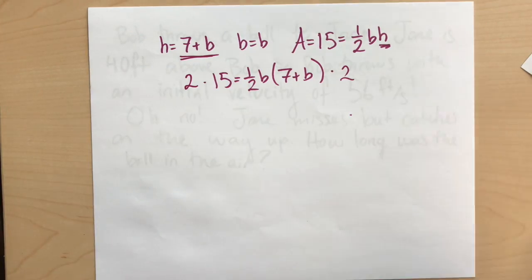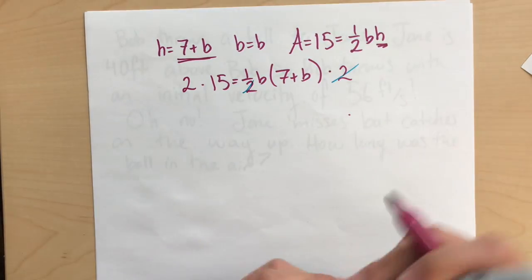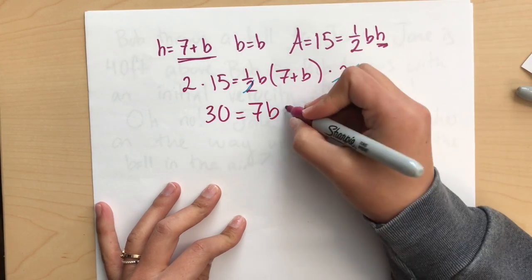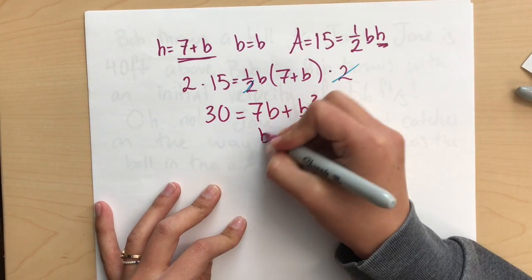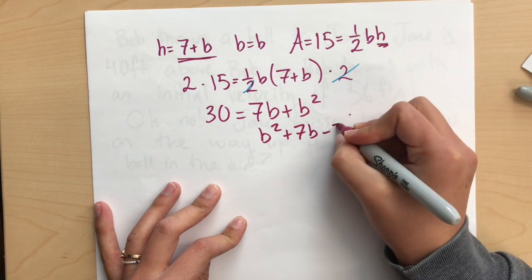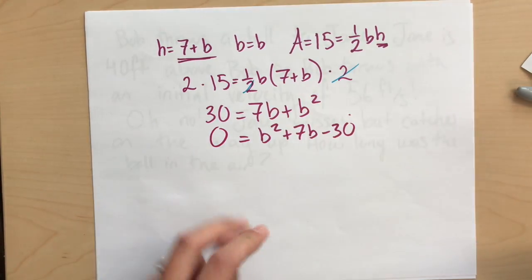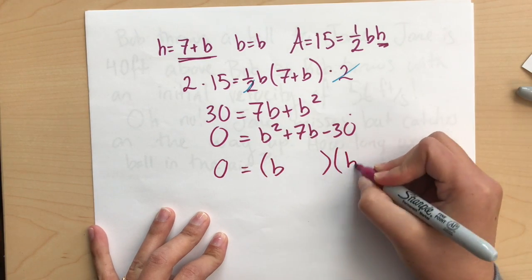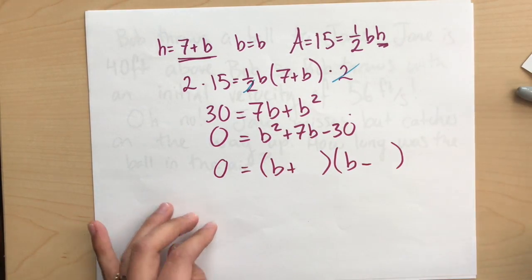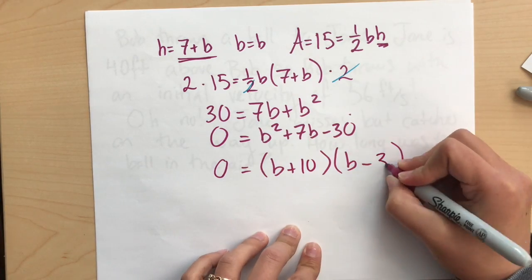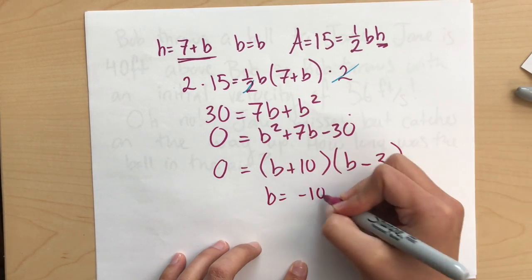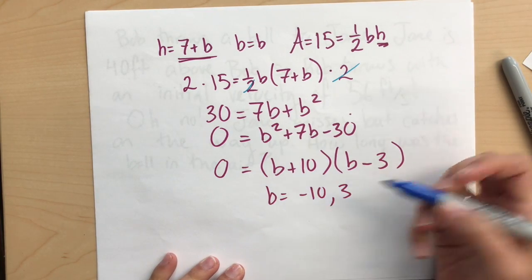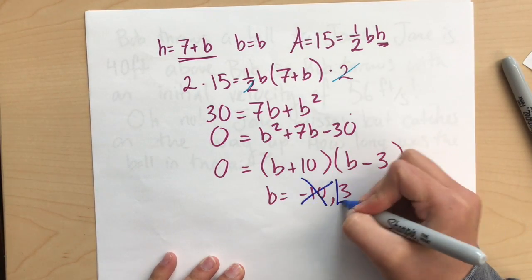The first thing I'm going to do is multiply both sides by 2 so that the 1/2 will go away, and I get 30 is equal to 7b plus b squared. I've distributed that b into the polynomial. If I rearrange this, I get b squared plus 7b minus 30 is equal to 0. Then I'm going to factor. So I get one positive, one negative, because they're multiplying to a negative. The bigger one is positive, so I get 10 and negative 3. Therefore the two things that make this equation 0 are negative 10 and 3. But think about negative 10 for a second here.